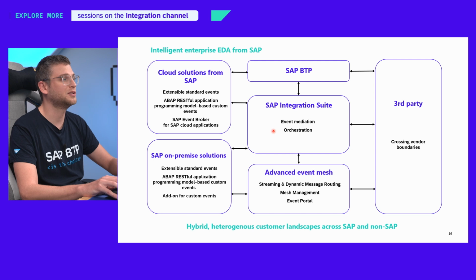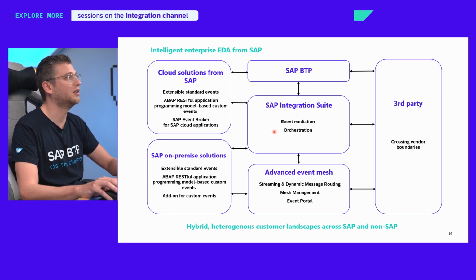So for example, the cloud integration capability to do event mediation. In case, for example, you have a legacy application that's not yet event enabled, you can then do event mediation, you can do protocol conversion or a payload transformation, as well as orchestration.